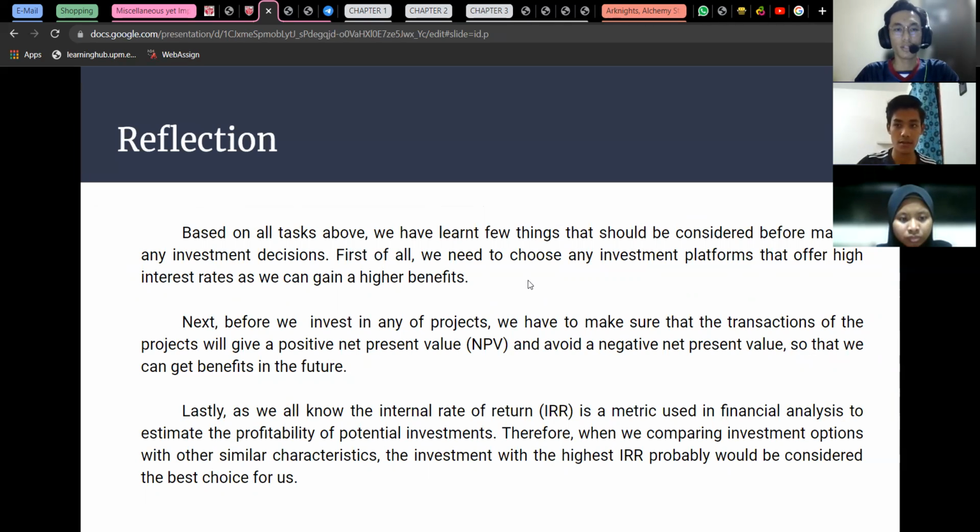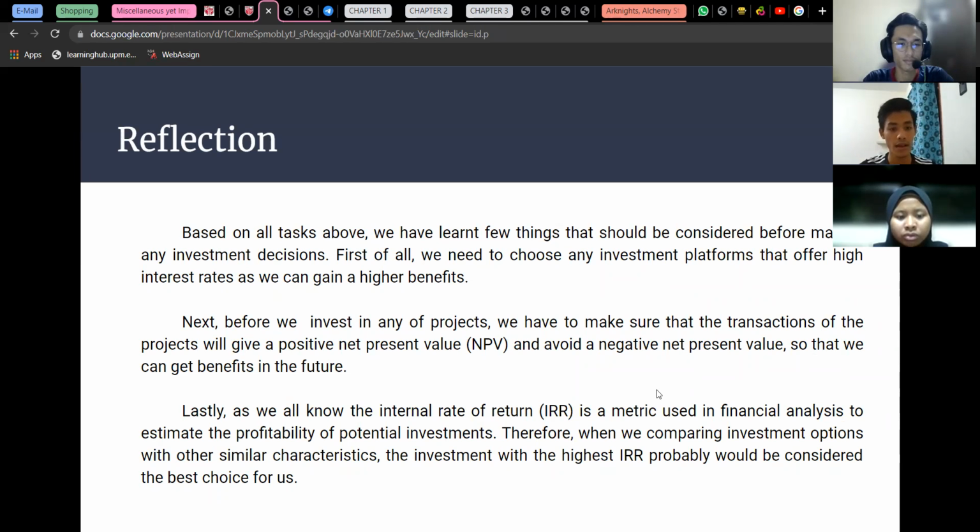So based on all the tasks above, we have learned a few things that should be considered before making any investment decision. First of all, we need to choose investment platforms that offer a high interest rate, as we can gain higher benefits. Next is, before we invest in any project, we have to make sure that the transaction of the project will give a positive net present value, which is NPV, and avoid a negative net present value so that we can get benefits in the future.